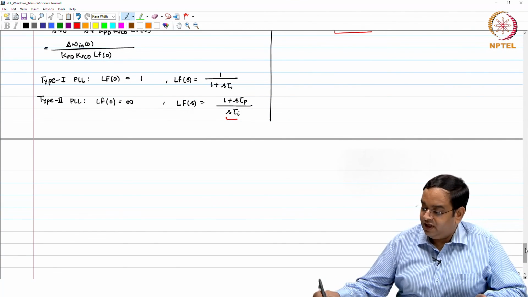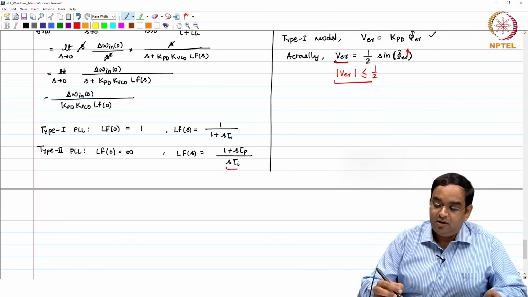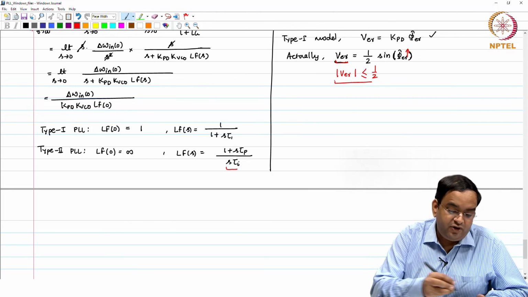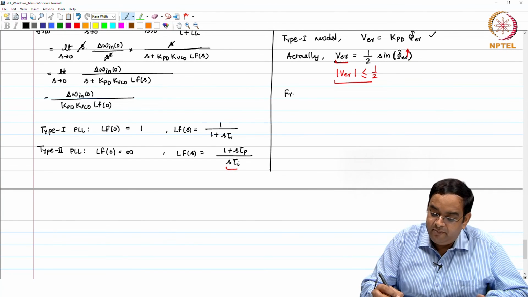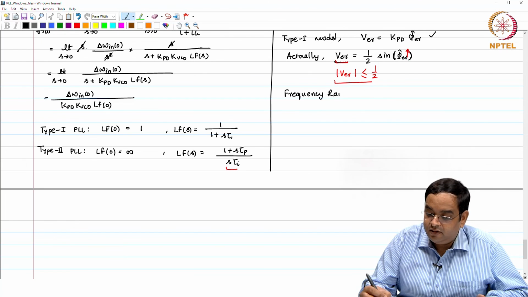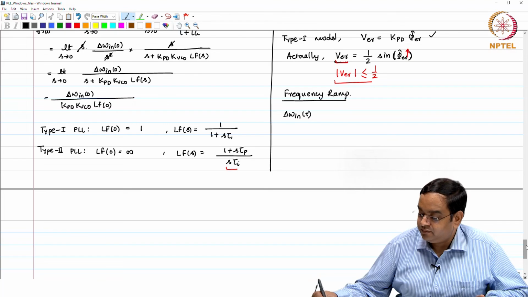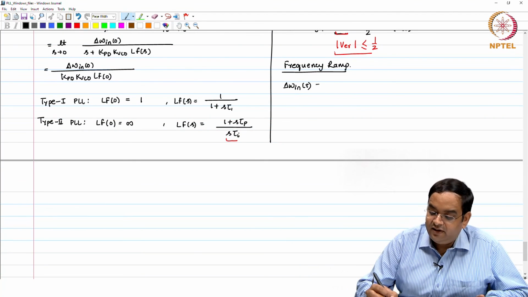Now comes another question, what happens? We applied a frequency step. Now, if I am going to apply a frequency ramp, what do you mean by frequency ramp? That delta omega in of t is increasing at a fixed rate.